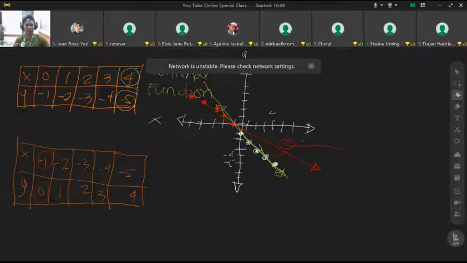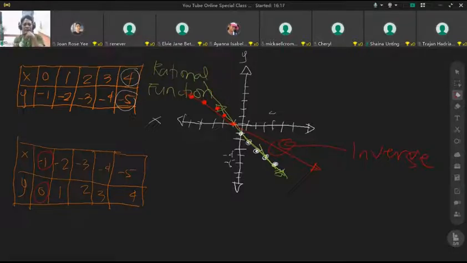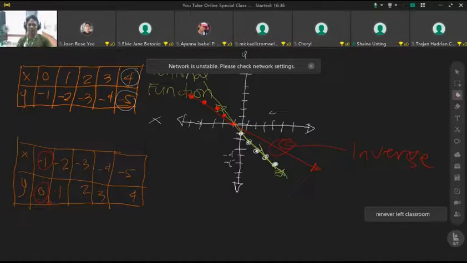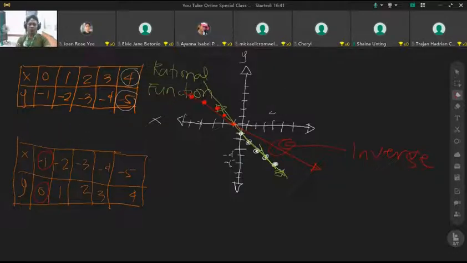This is the inverse. And the green graph is the rational function. It is very easy when the given is a table of values, because you just have to interchange the values of x in terms of y and the y in terms of x. That is how we graph if the given is a table of values.